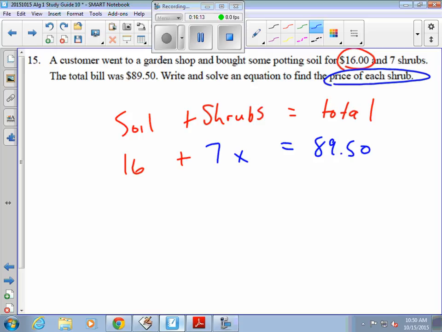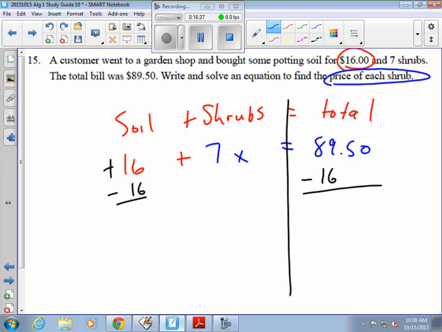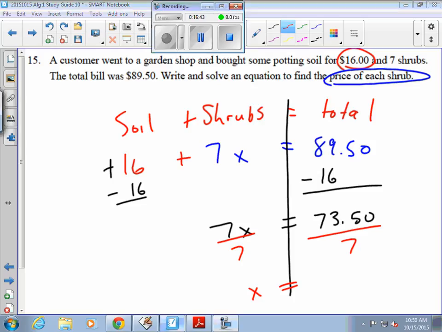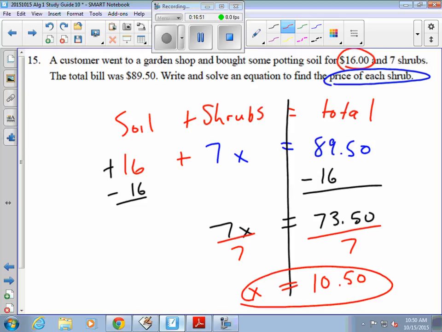Okay, so again, now it's a problem just like the last one was. Undo positive 16 or plus 16. It's plus or positive by subtracting it. You do it to the left side of the equation, do likewise on the right side. You have 73.50 left over. So 7 times x is equal to 73.50. Undo that by dividing by 7. If you do it to the left, do it to the right. x equals $10.50. And we'll finish the rest on part 2.